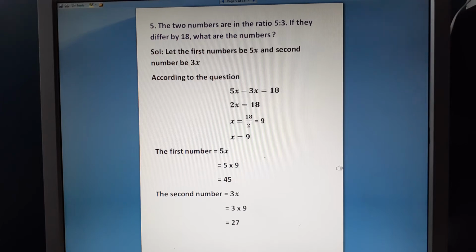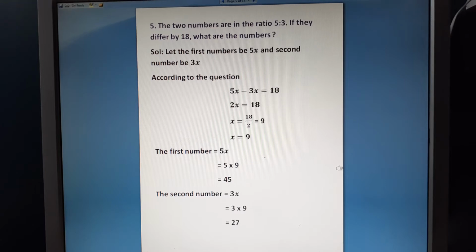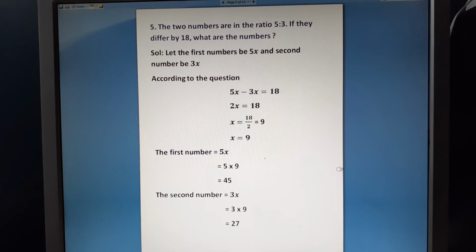That is 5x minus 3x is equal to 18. 5x minus 3x is equal to 2x. Now 2x is equal to 18. x is equal to 18 divided by 2, that is equal to 9. Now your x is equal to 9.